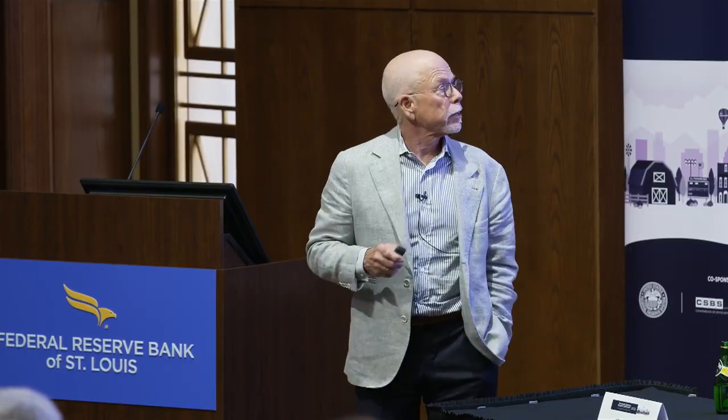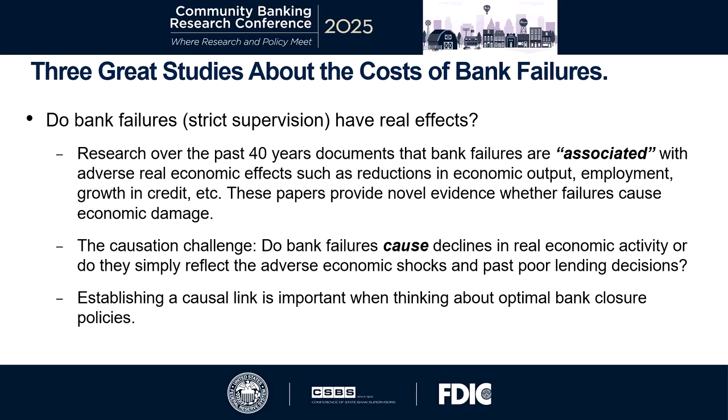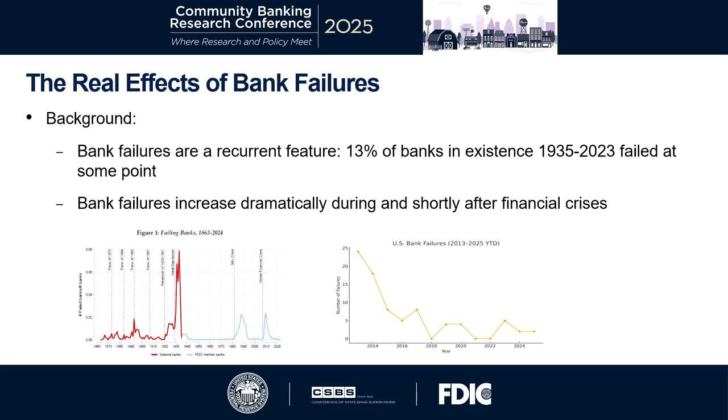So the causation challenge is a daunting one for financial economists, and all of these papers are trying to identify a causal link in a very clever way, I think. The problem with identification is the following. Bank failures are associated with economic downturns. You see it in a graph from Stefan's earlier paper that shows that when the economy does poorly, so do banks, and so do bank failures occur.